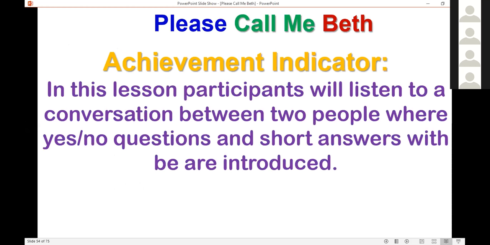So let's go for the next lesson. And this is according to what we have in the platform. So in the platform is achievement indicator. In this lesson, participants will listen to a conversation between two people where yes, no questions and short answers with be are introduced. Everybody?